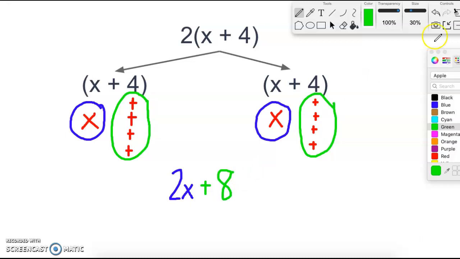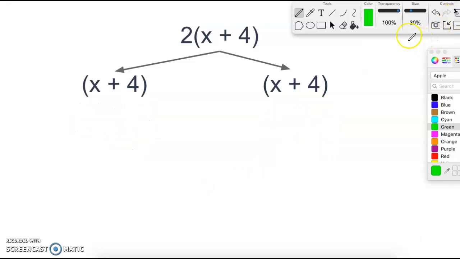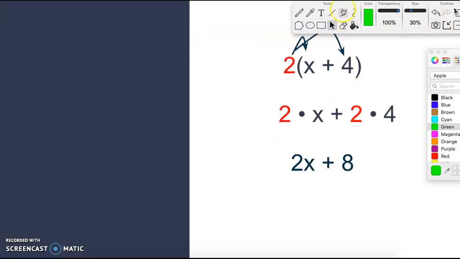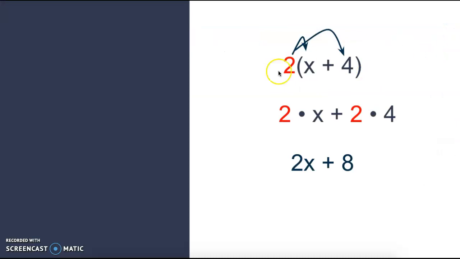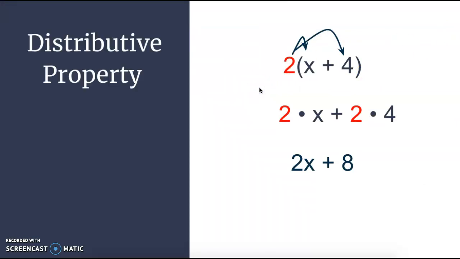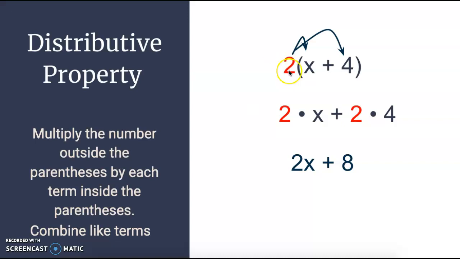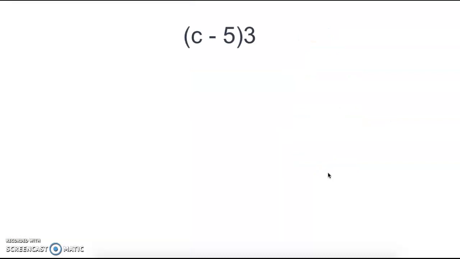Now we can also use that shortcut of the distributive property to do this problem in a slightly different way. Okay, so we are going to look at the same problem, but this time again we're going to distribute. So we take that number on the outside of the parentheses, in this case it's the 2, and we multiply it by everything inside the parentheses. So follow these arrows. 2 times x is 2x, 2 times 4 is 8, and we're adding, so it's 2x plus 8. So the distributive property kind of gives us a shortcut if we are ready to move away from the pictures. Okay, let's look at another one.